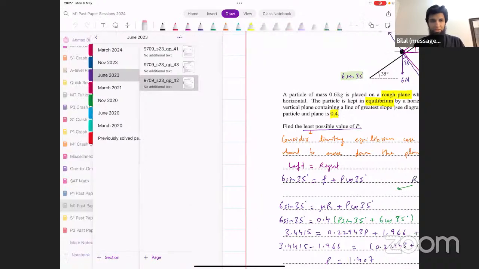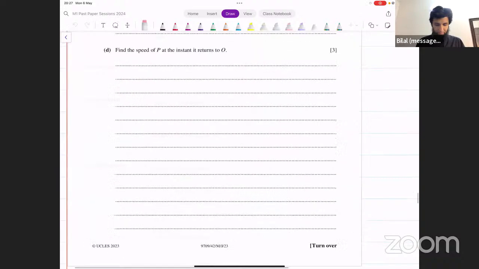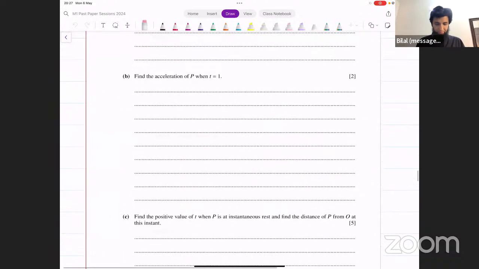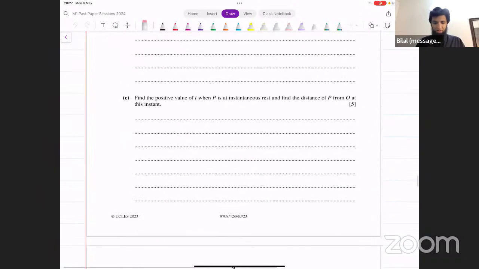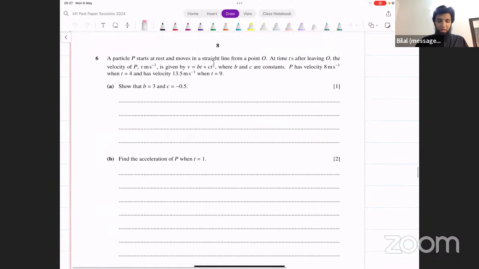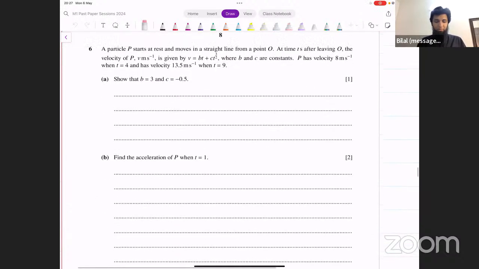4-2, question 6, part C. Okay, so what about this? Now I'll have to do the first two parts quickly as well to understand what's happening in the next part. Okay, so this is June 23, paper 4, variant 2. Question number 6 of that.